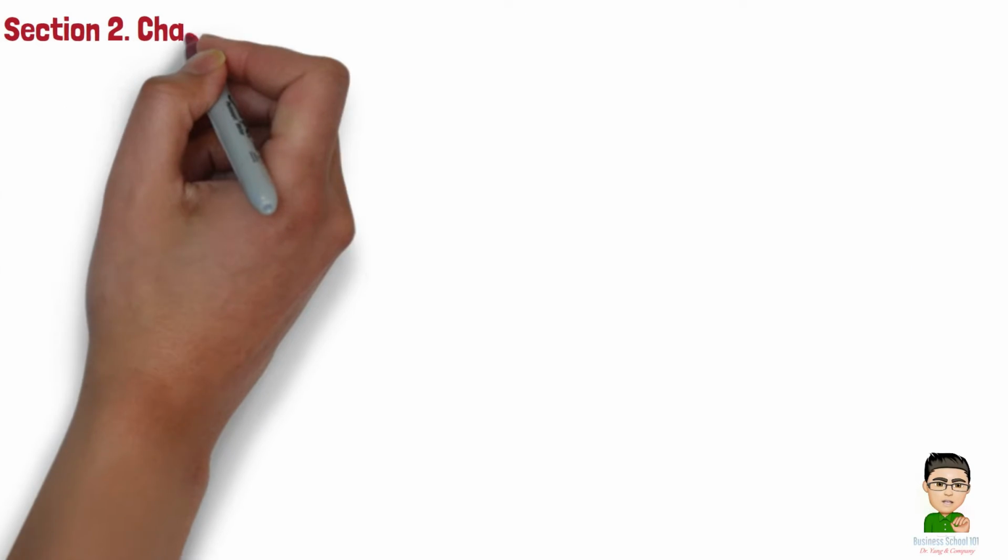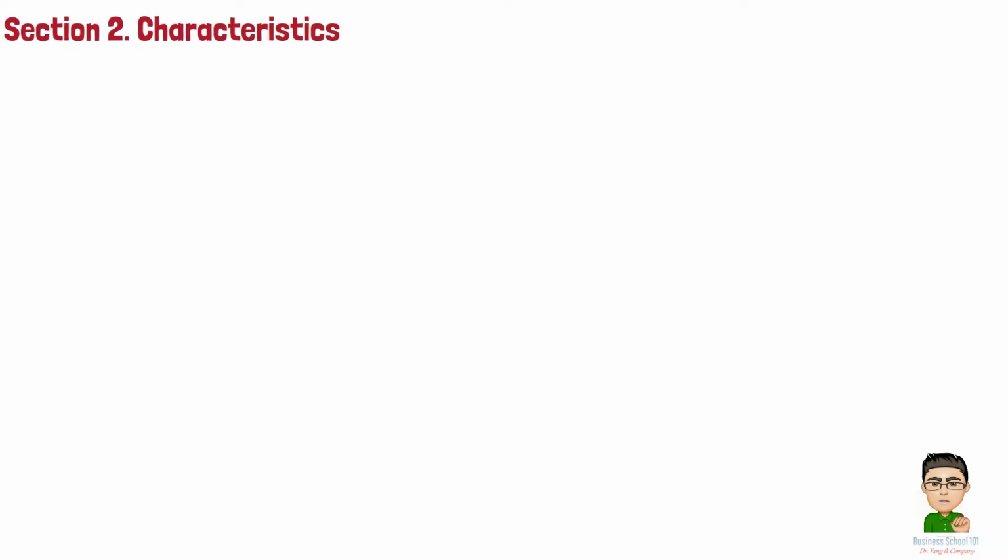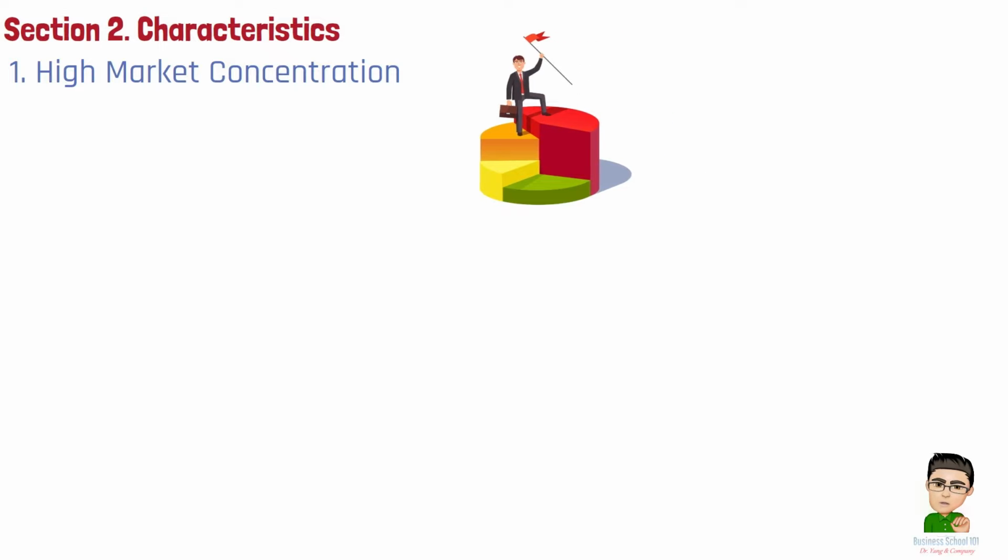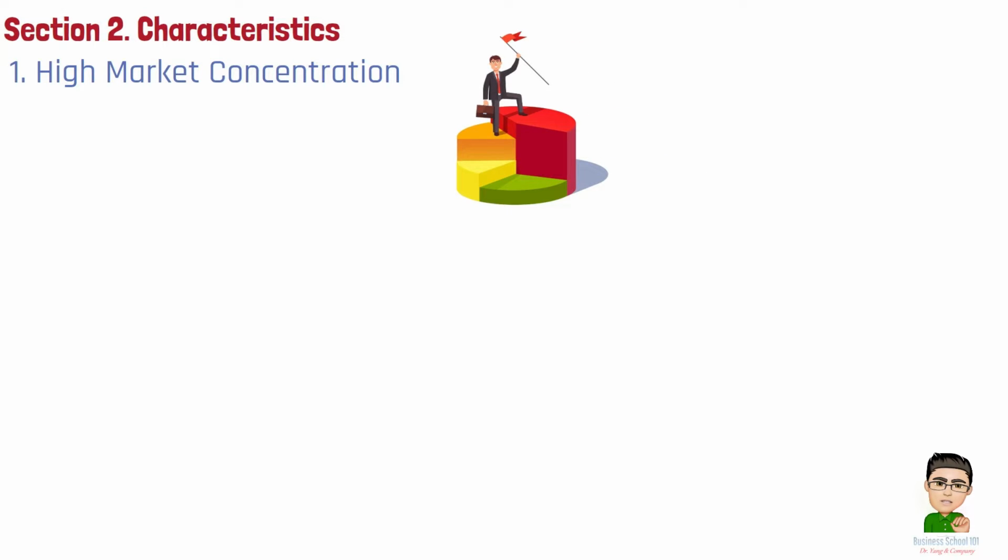Section 2. Characteristics. Generally, oligopoly markets share the following features. Number 1. High market concentration. A few firms dominate the market, often measured by concentration ratios such as the CR4, the market share of the top 4 firms.